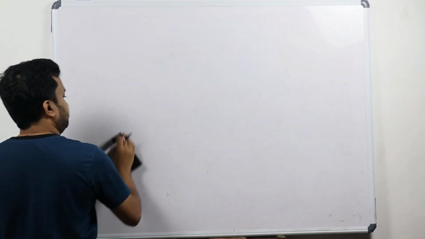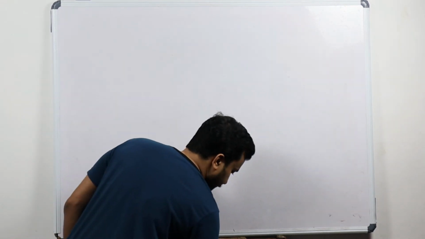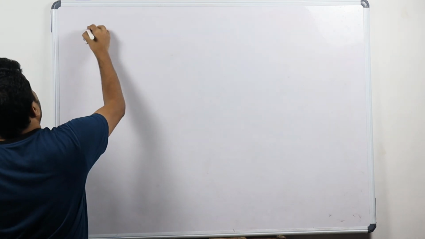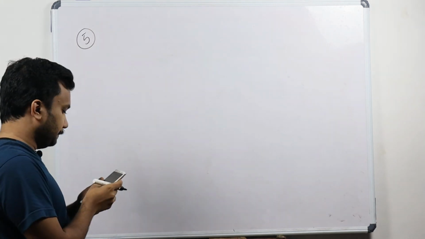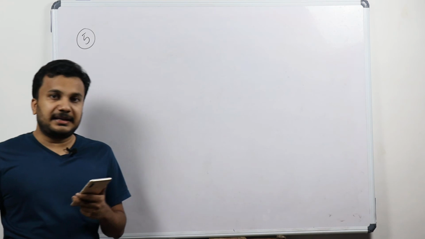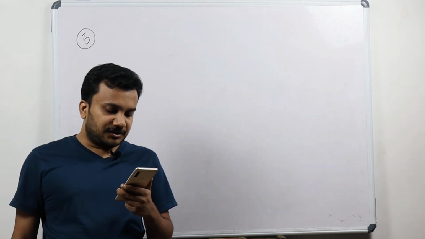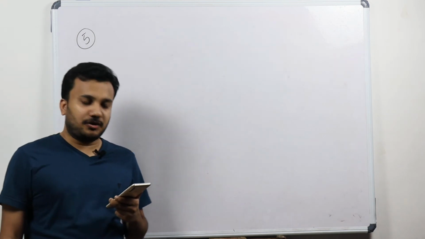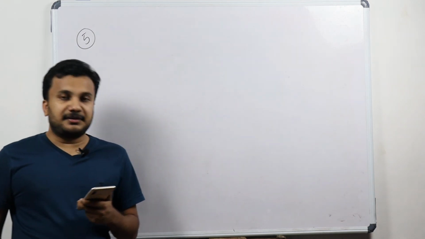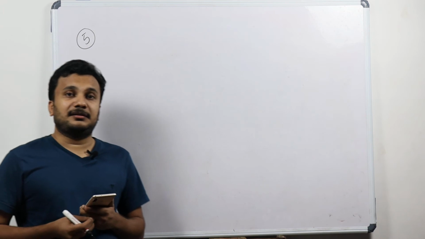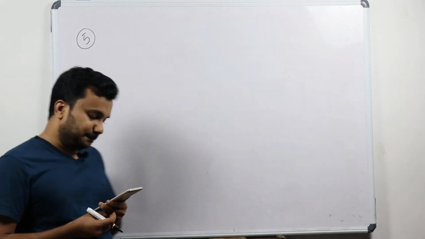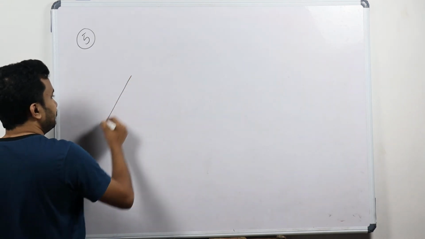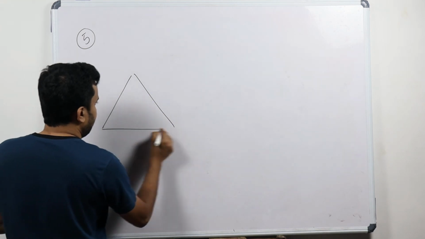The fifth question. ABC is an equilateral triangle. Charges plus Q are placed at each of the corners as shown in the diagram. Electric field intensity at the center O will be what? We will see the diagram. We will draw the diagram for our purposes.